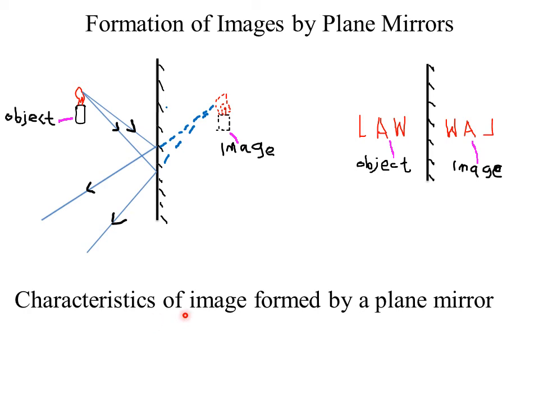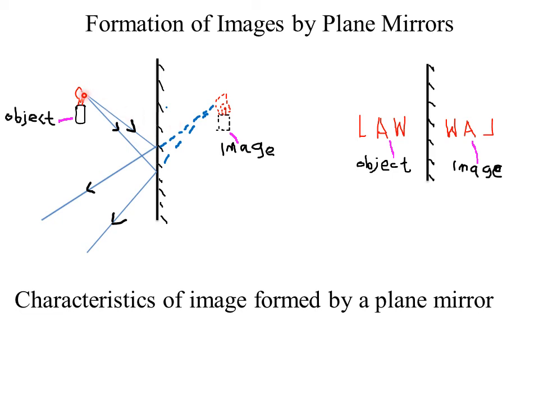So lastly, we look at the characteristics of image formed by a plane mirror. What are the characteristics of the image formed by a plane mirror? Now we have three main characteristics of images formed by a plane mirror. Of course, you can see all of them here just by observation. One is that the image is as far behind the mirror as the object is in front of the mirror. So that is the first characteristic or property of the image formed by a plane mirror.